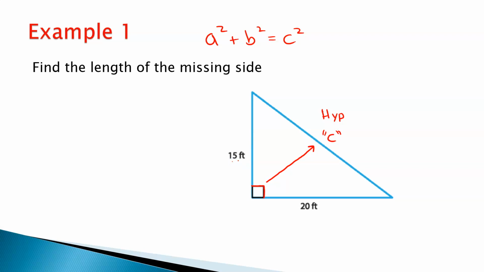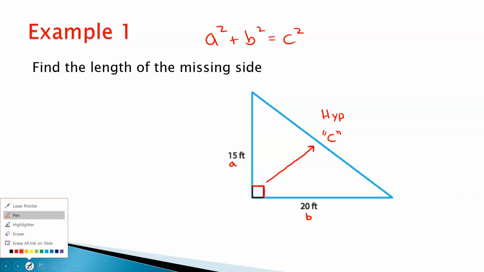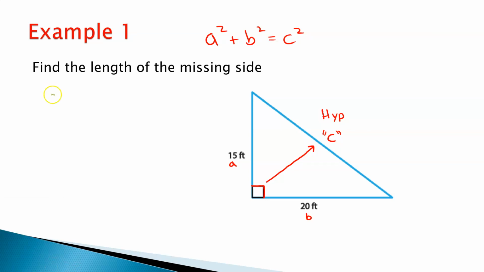15 feet, 20 feet, I don't care which one you call A. I don't care which one you call B. 15, I'll call it A. 20, we'll call it B. And what we're going to do is plug into our Pythagorean theorem here, do a little bit of algebra, and find that C, that missing side length. So let me write it one more time. A squared plus B squared equals C squared.